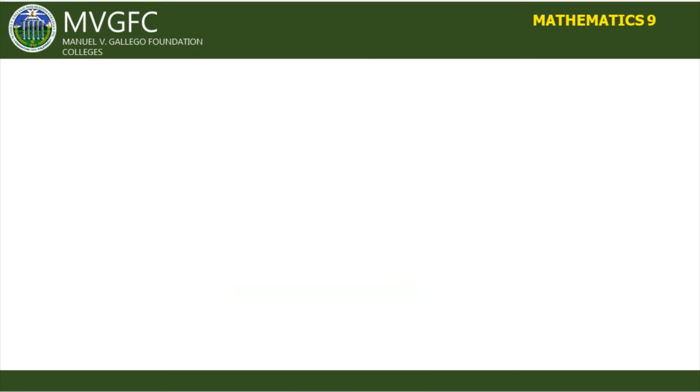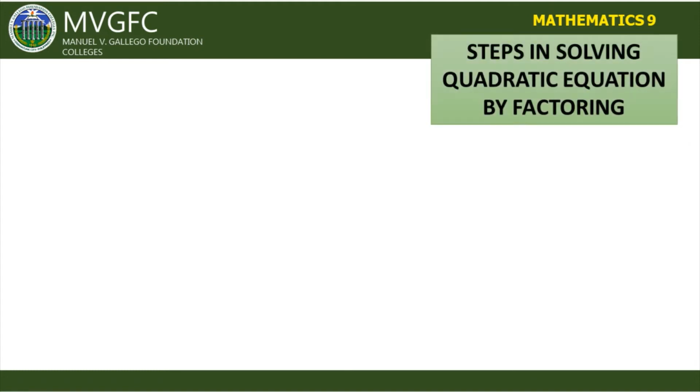We can use the zero factor property for this factoring method. The equation is equivalent to 0 if one or both of the factors of the equation are equal to 0. Let us now discuss the steps in solving quadratic equations by factoring.